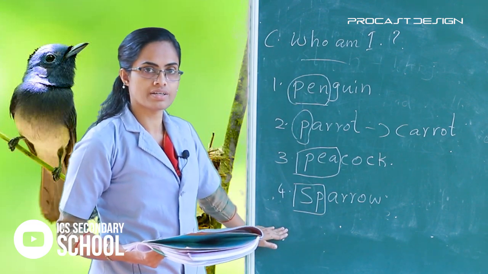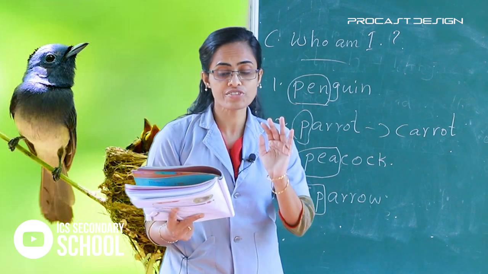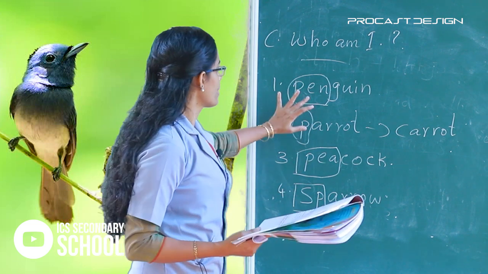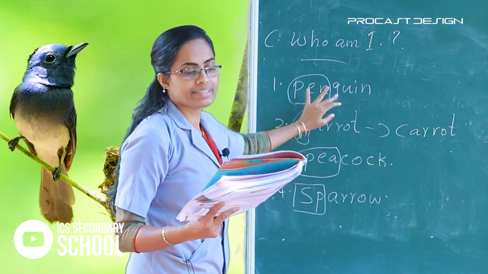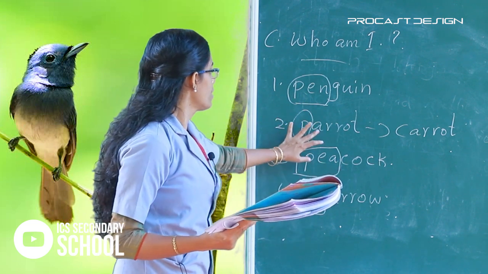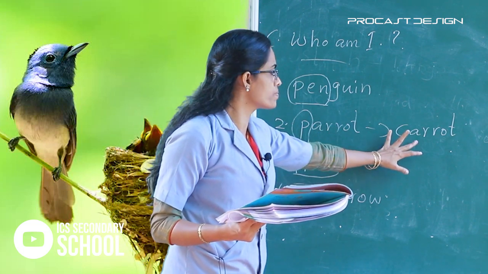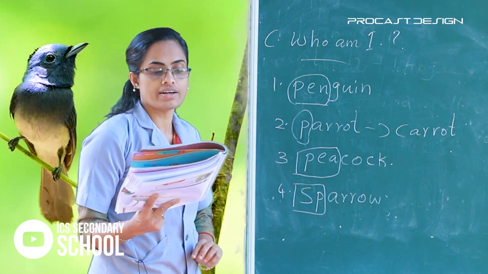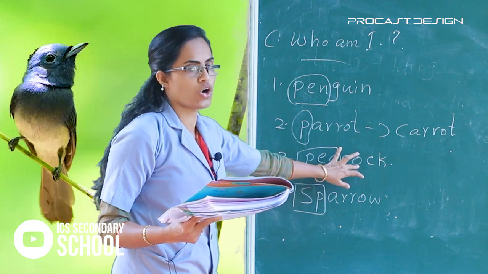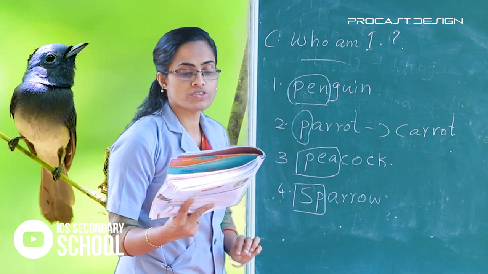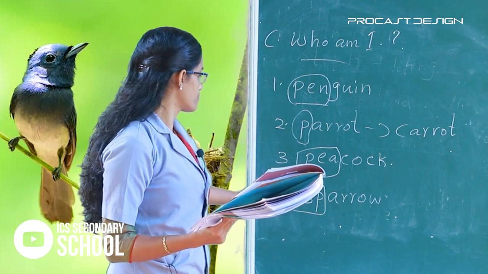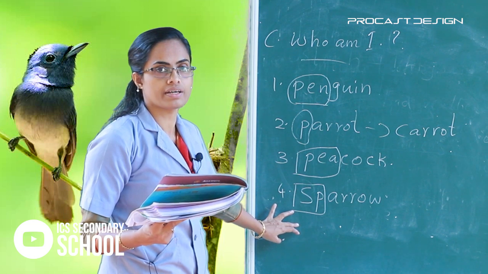Clear? Yes. I repeat once more. The first one, hidden in my name is the name of something you write with, penguin. And the second one, change the first letter of my name to get the name of a vegetable, parrot. To get the vegetable, carrot. And the next one, my name begins with the name of a vegetable. I am the national bird, peacock. And the next one, remove the first two letters of my name to get something you shoot from a bow. That is called sparrow. Clear? Yes.